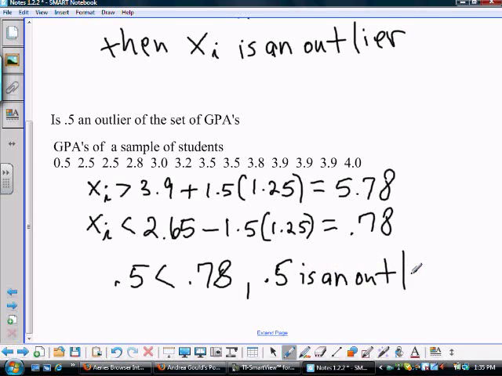But I'm being very specific to show you how to do it. If you want to claim something's an outlier, this is a good way to back up your claim. There are other tests for outliers.